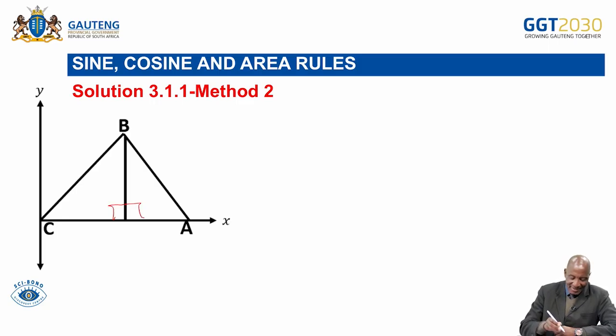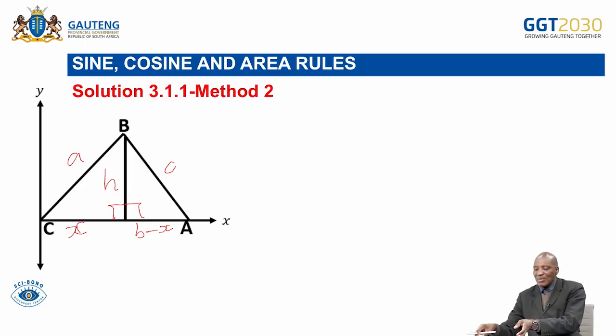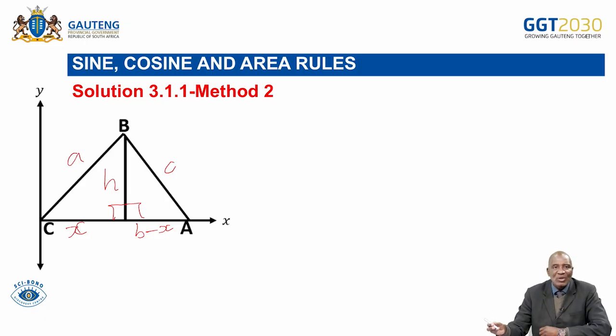There, 90 there. This is your small c. This is your small a. Call that h. And then let this be x. But remember, the whole length was b, so this is b minus x on the other side. That can be your b minus x. It's a fairly easy approach also.